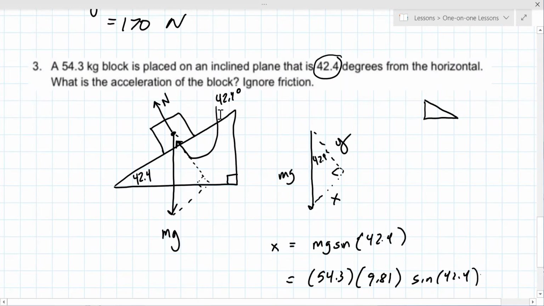So if we go back to our picture here, if you put a block on a ramp, which way is it going to accelerate? Up or down the ramp? It's going to go down the ramp usually, right? So I like to draw that down. That's the way it's going to accelerate.